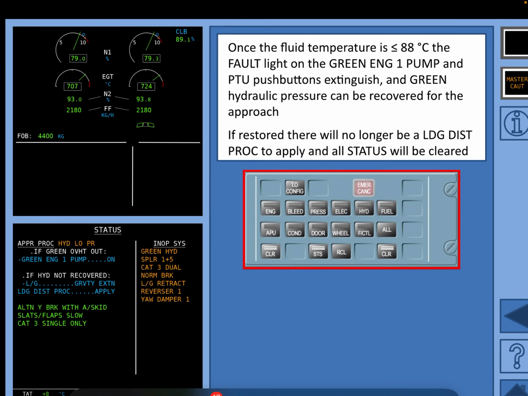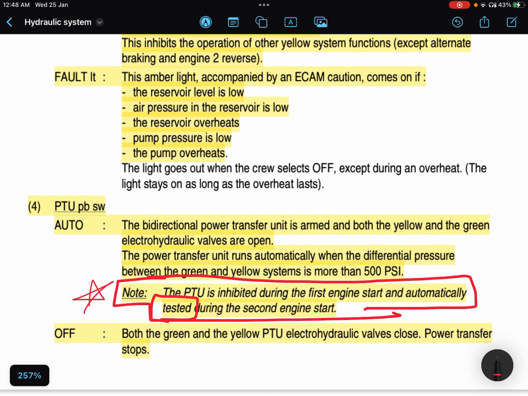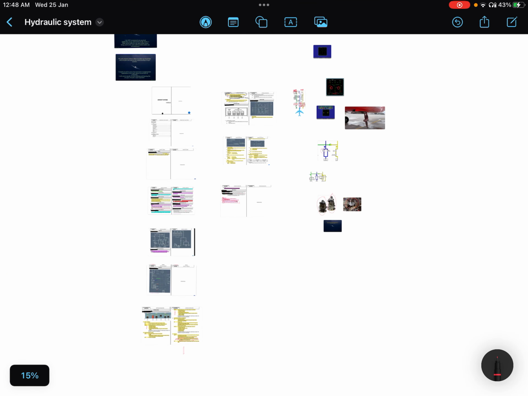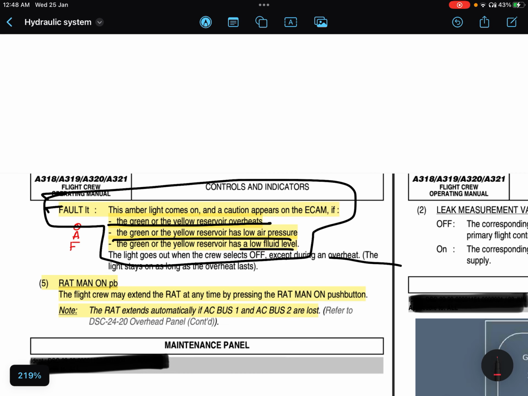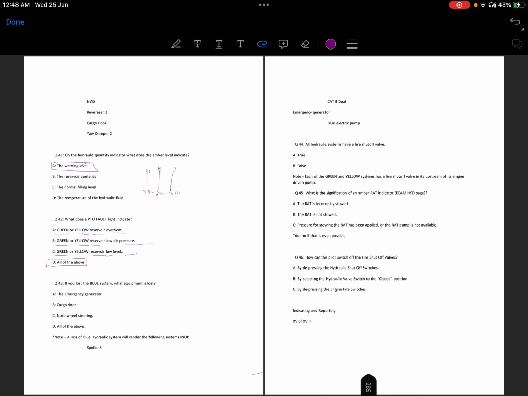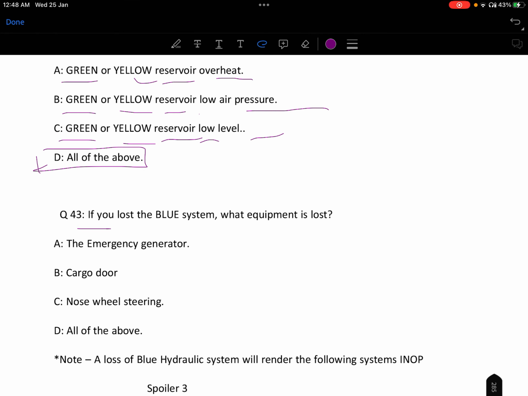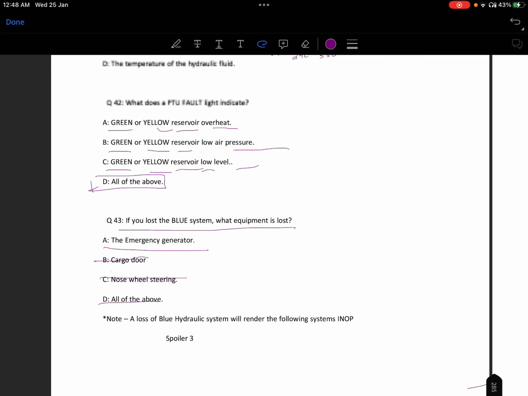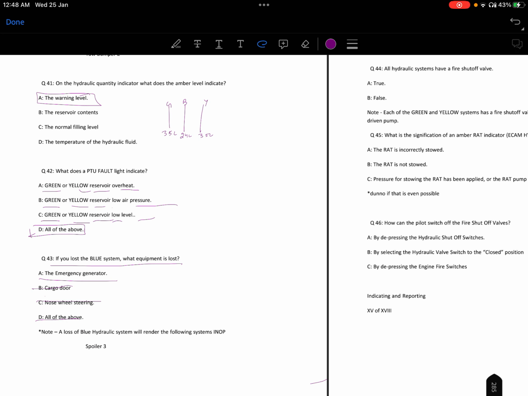What does a PTU fault light indicate? It indicates again the same important paragraph, all three: green and yellow reservoirs overheat, green and yellow reservoir low air pressure, green and yellow reservoir low level. These were the only three reasons for the PTU fault light shown in the FCOM. I should show you again. This is where it is.